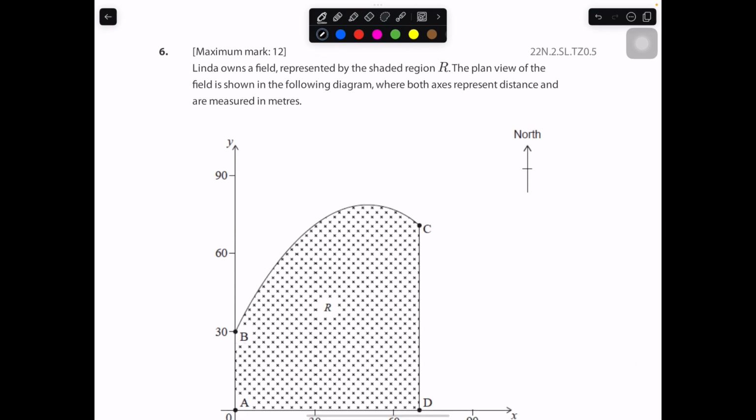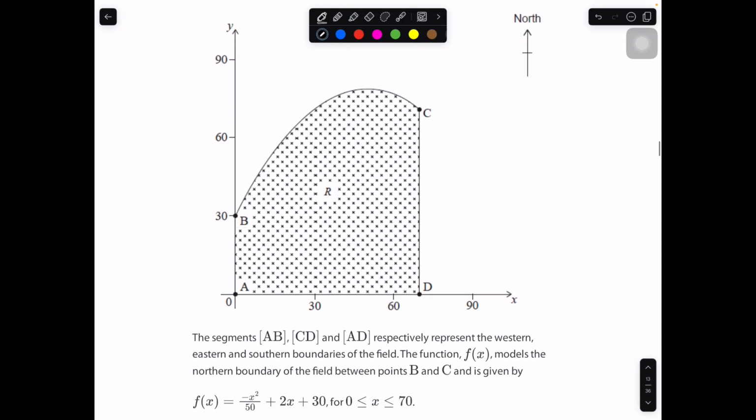Linda owns a field represented by the shaded region R. The plan view of the field, I think that should be the plane, potentially. The plan view of the field is shown in the following diagram, where both axes represent distance and are measured in meters. Okay. So this is a kind of flat view, as if you were in a helicopter looking down at the field. The segments AB, CD, and AD respectively represent the western, eastern, and southern boundaries. So this is west, this is the east, and this is the southern boundary.